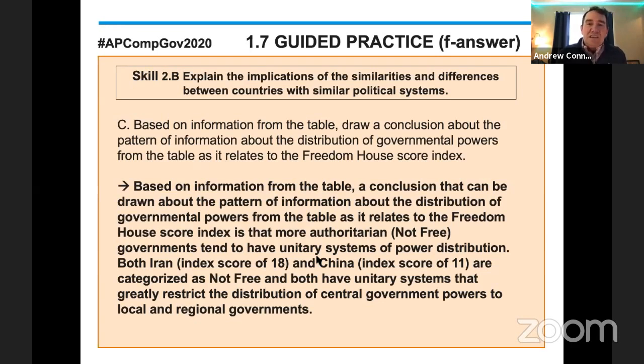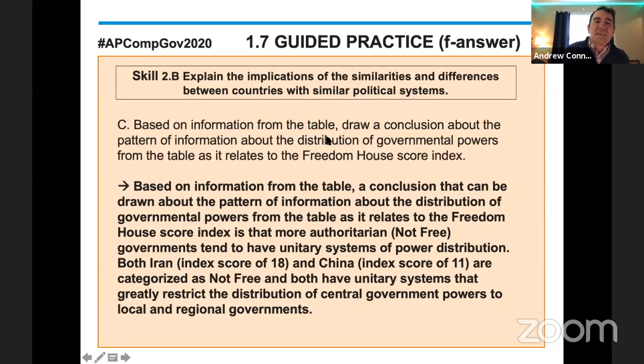For letter C, now we have to use data from the table, and this gets a little bit more complicated because we're asked to do several things here. One, we have to use information from the table. We're asked to draw a conclusion. We'll talk about what that means here.